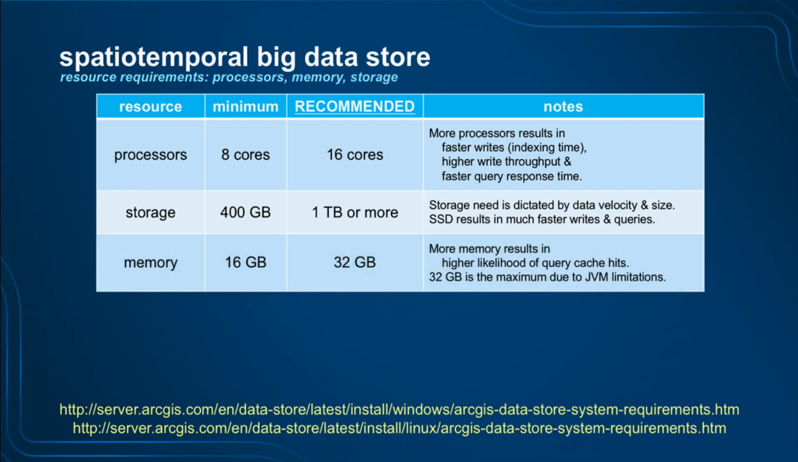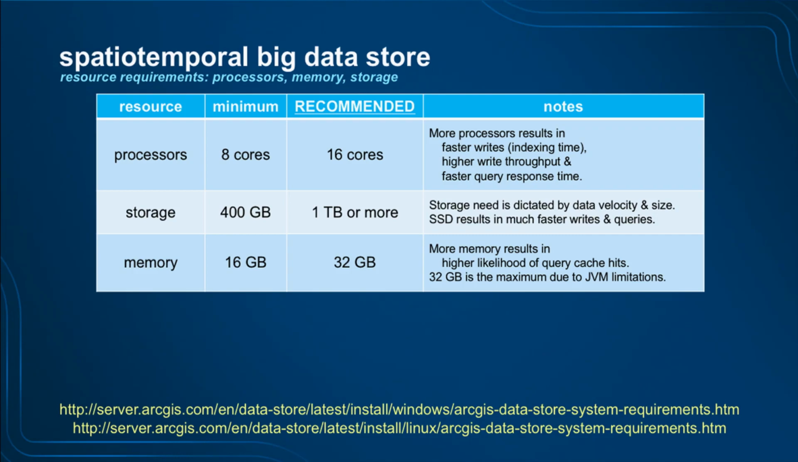As far as memory, we allocate half of the available RAM on the machine by default to the spatial temporal data store. So if you have a 32 gig machine, we'll allocate 16 gig. You can go in and tune that to be higher if you want. We don't really recommend to tune it higher than half of the RAM available on the machine, because there's off-heap things that are happening as well.